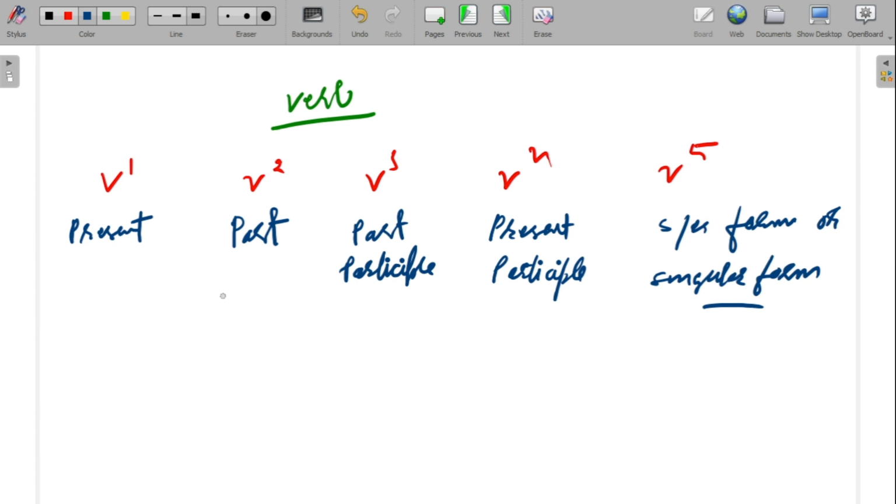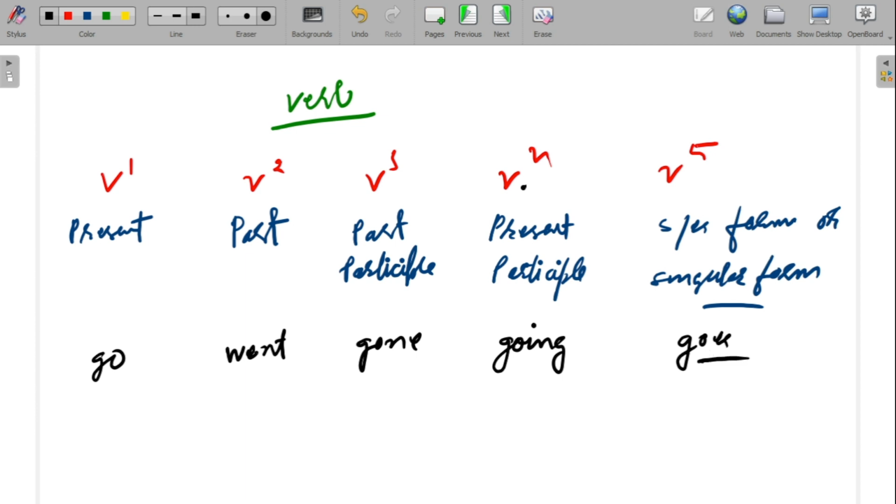Singular form of verb. Now, if we discuss this in sentences, let's take a verb. The verb is go. The base form or present form of the verb is go. Past form of the verb is went. Verb third form is gone. And present participle form, I mean the verb fourth form, is going. And verb fifth form is goes.